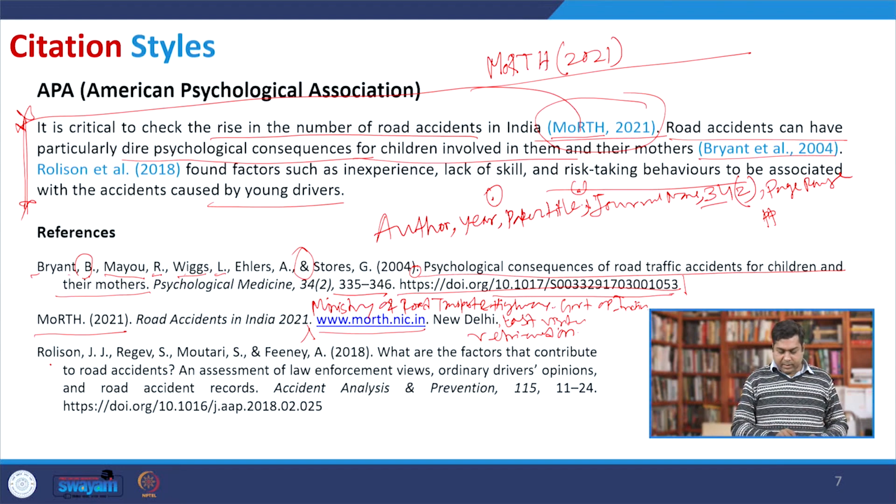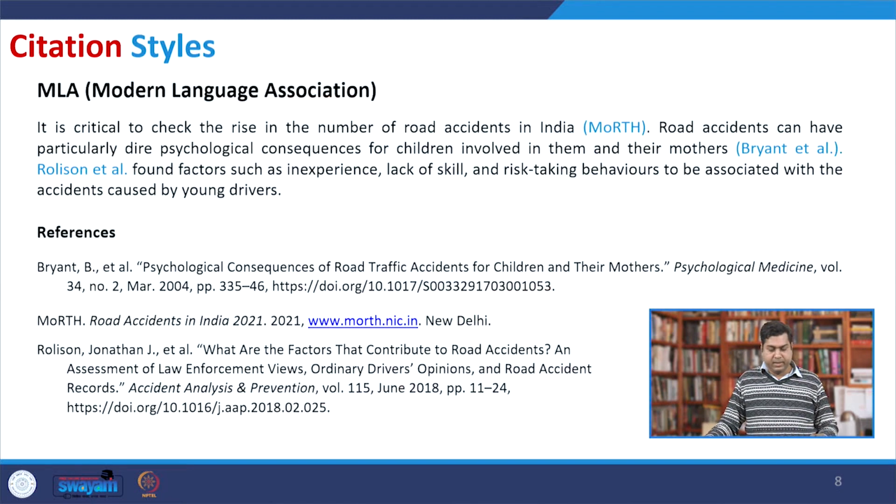And this is for the last paper. In this case also you can see, depending on the style, the name of the journal, which is Accident Analysis and Prevention, is written in italics, right. So, this is overall like APA style.